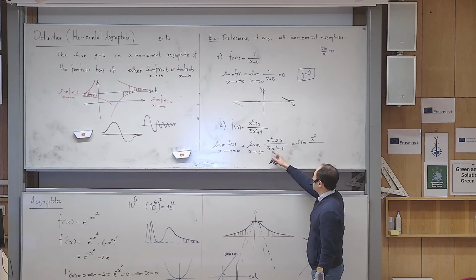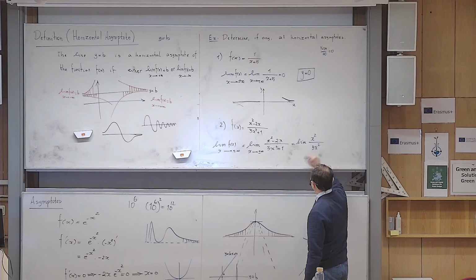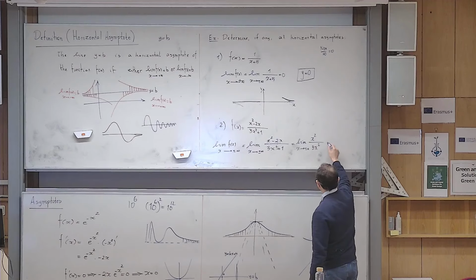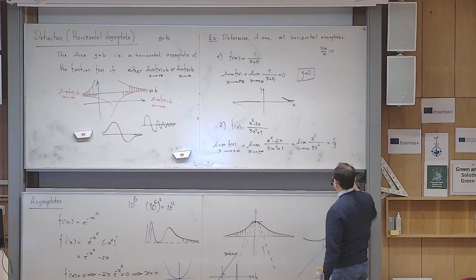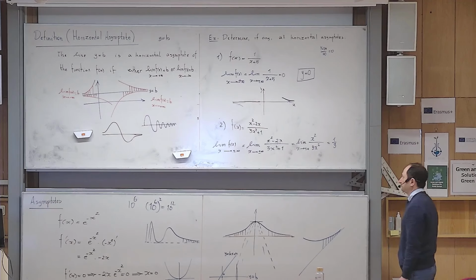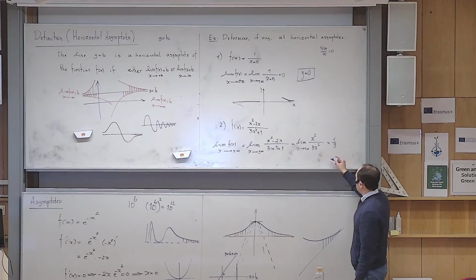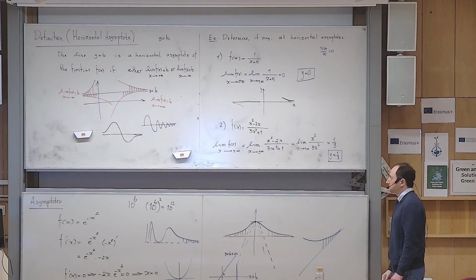And here, the same story. So 3x squared, x goes to plus or minus infinity. And then you see that the limit is 1 over 3. But don't write this in the answer sheet. You have to write y, extremely important, equals 1 over 3. So this is the answer that you have to provide for this problem. Yes?